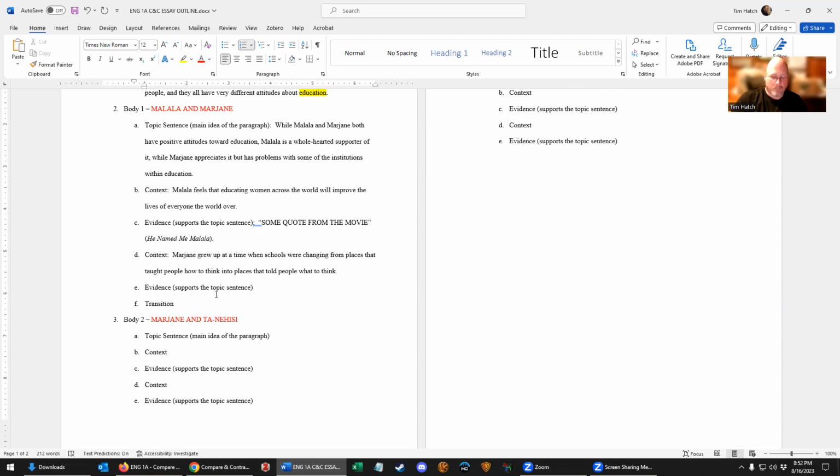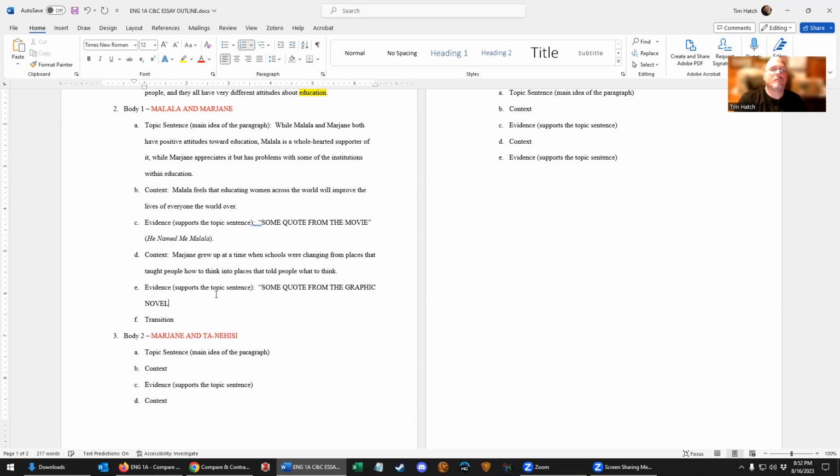And then some quote from the graphic novel. And then you need to cite it. And that's going to be Satrapi, which is the last name of the author, Marjan Satrapi. And then whatever page that came from, page 56, we'll say. And then there is your quote with a citation. And again, in your rough draft, you'll follow that with analysis, but for the sake of the outline, we just need to transition.